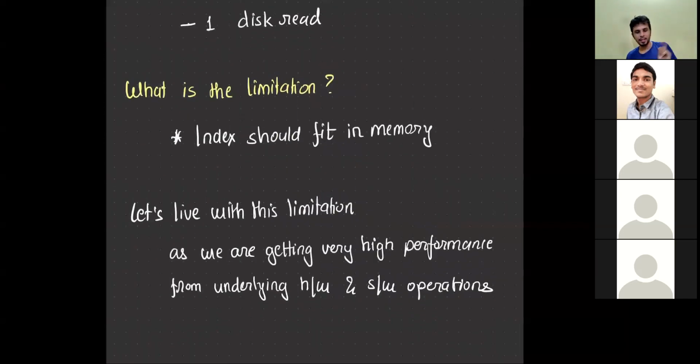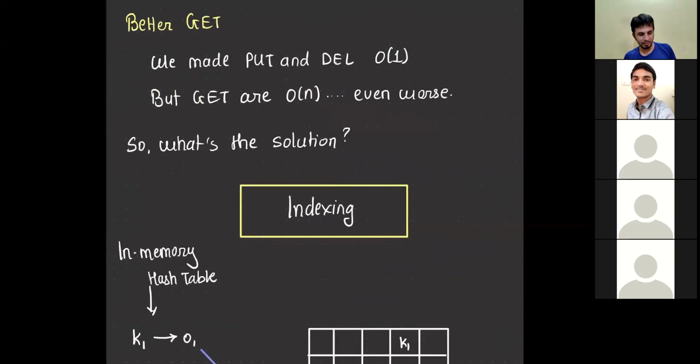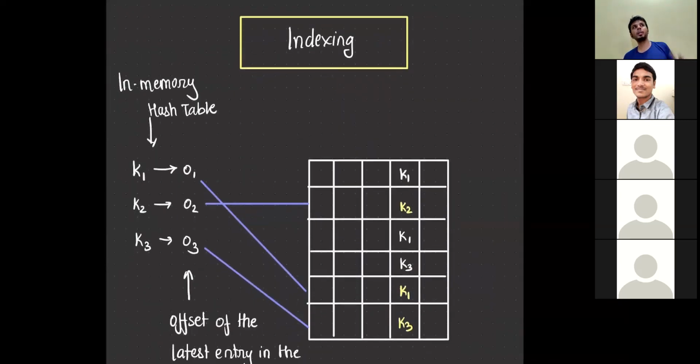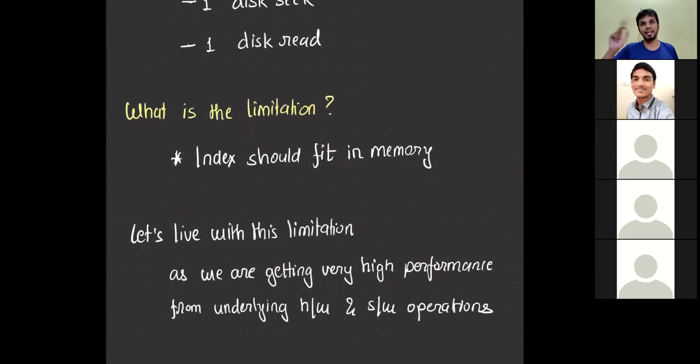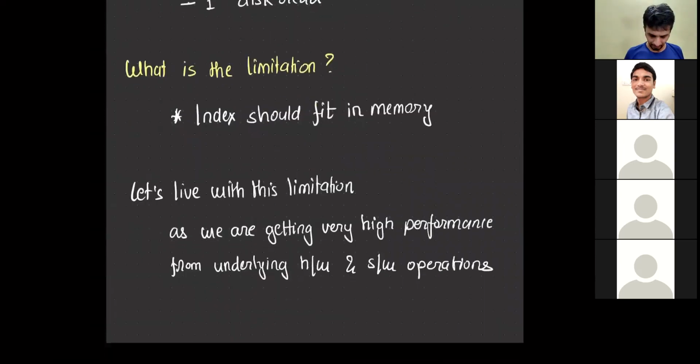But what's the limitation? The only limitation we have is that our index should fit in memory. If we live with that limitation, we get very, very high performance out of our system by just having log structured storage. You can only hold as many keys as you have RAM, so all of your keys should fit very easily in your RAM. If you can live with that, then you can have very high read, write, and delete performance, all three order one.